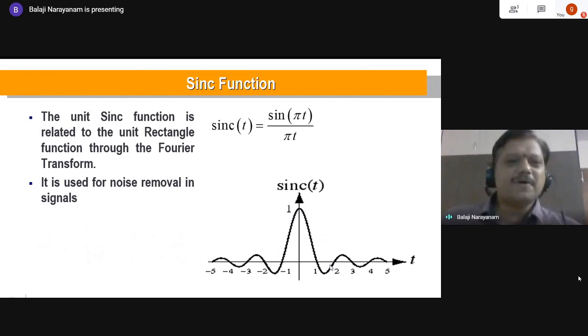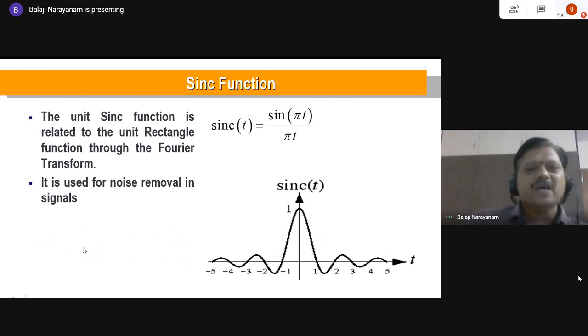And there is another important function called the sinc function. So we may see the unit sinc function is related to the unit rectangle function, which we just discussed, through an operation called Fourier transform. This Fourier transform is an important concept, again, which we are going to discuss. Now, one may ask why we are studying these many functions. You may observe the use of these sinc functions in noise removal in signals. Hence, there is a need for defining these functions, and then they may be used in our future operations of noise removal in signals.